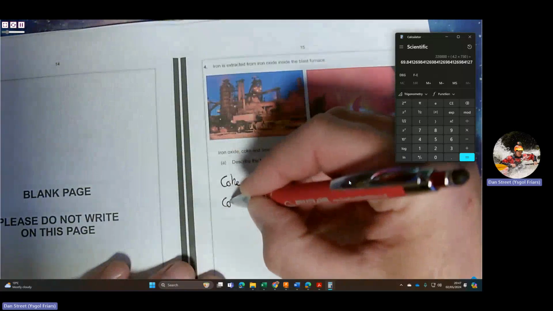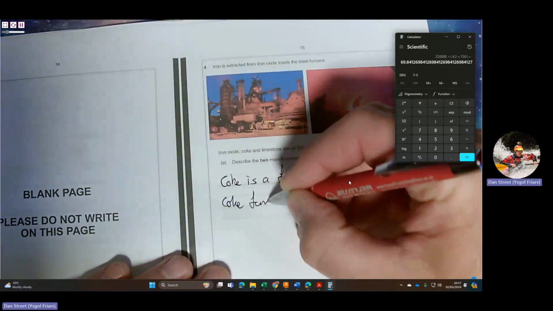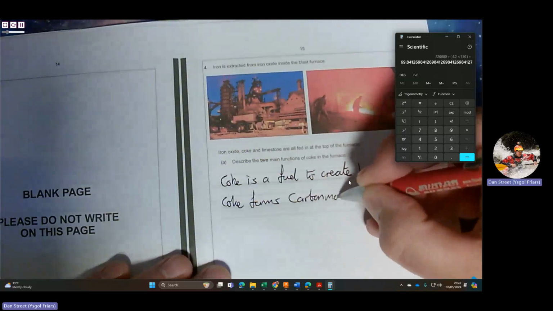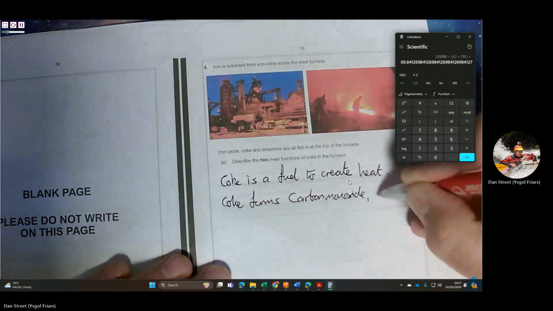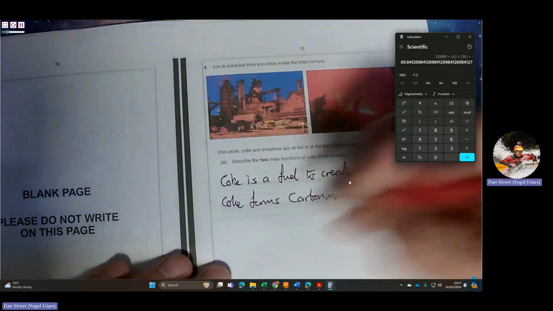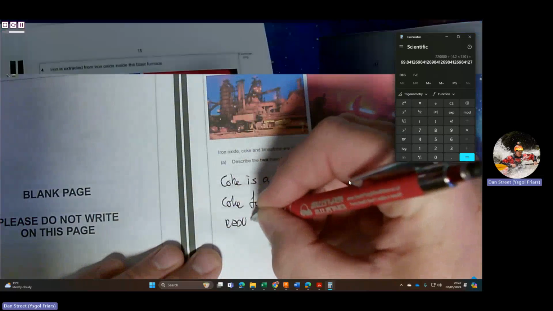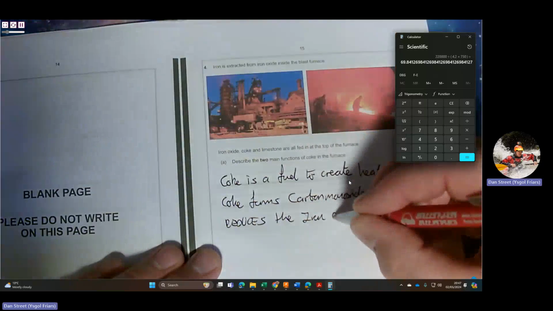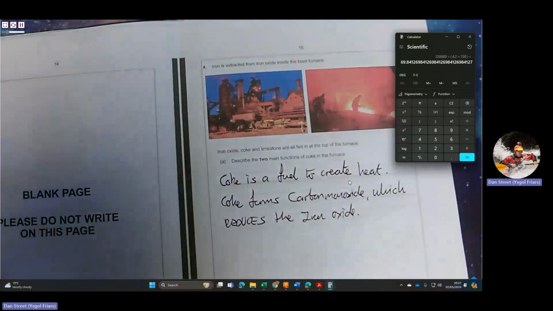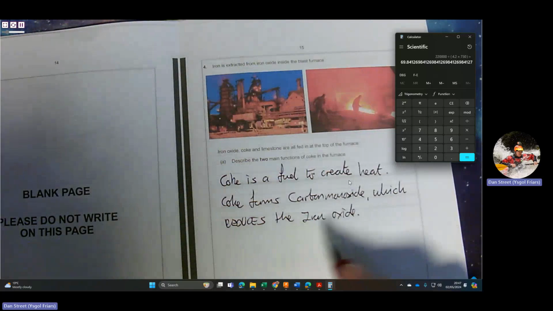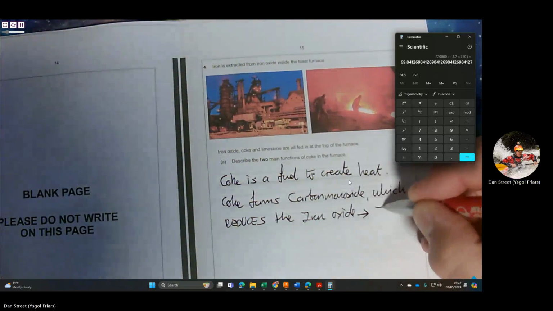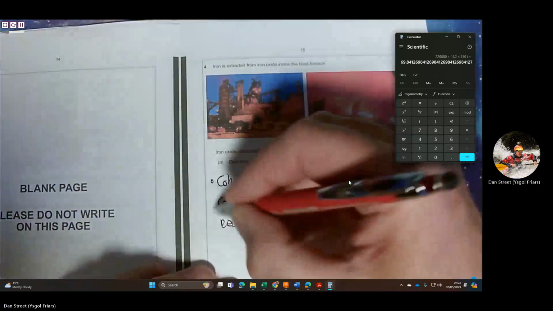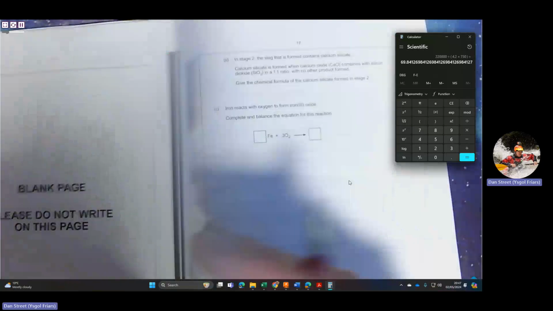Okay, so coke forms carbon monoxide, which reduces, make it clear, the iron oxide. And that's actually the key to the blast furnace. That's what a blast furnace is there for, is to reduce iron oxide to iron. Okay, to iron. That's why we have blast furnaces. So those are the two roles that coke performs inside the blast furnace.